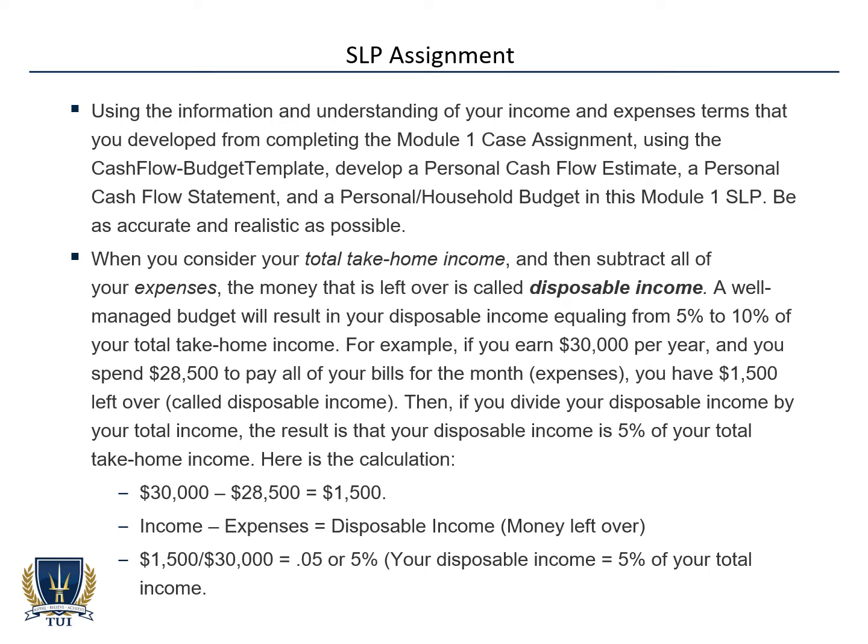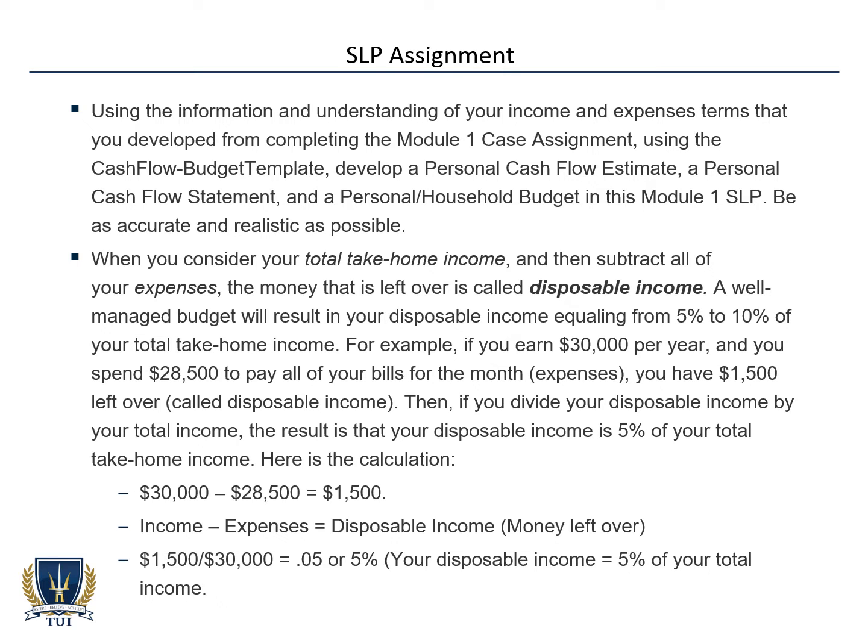At a minimum. So, for example, if you earn $30,000 a year and you spend $28,500 to pay all your bills, you have $1,500 left over for the year. Then, if you divide your disposable income by your total income, the result is that your disposable income is 5% of your total take-home income.